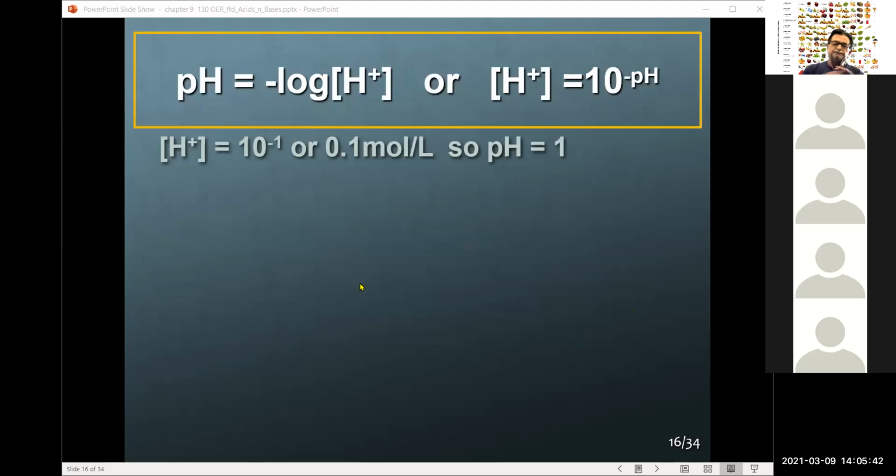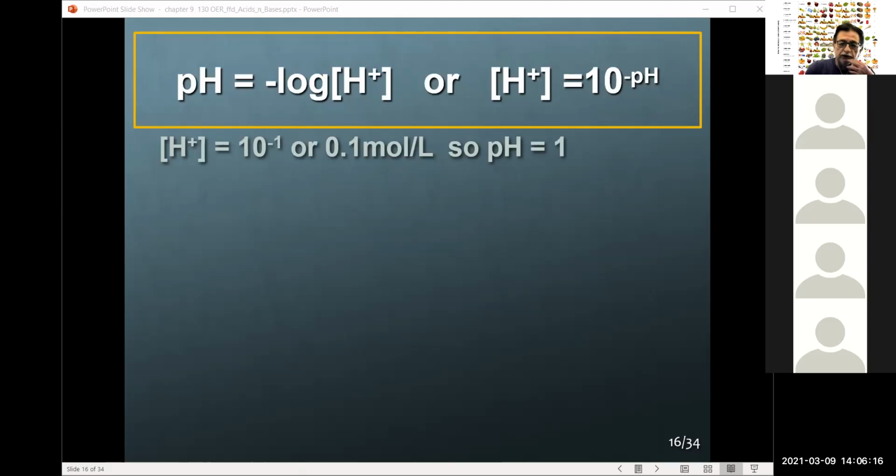Now, as I stated earlier, this pH scale is nothing more than a mathematical number. It's a mathematical function. It is defined as the negative log of the concentration of the proton. So, for example, if you had a proton concentration of 0.1, the pH would be 1.